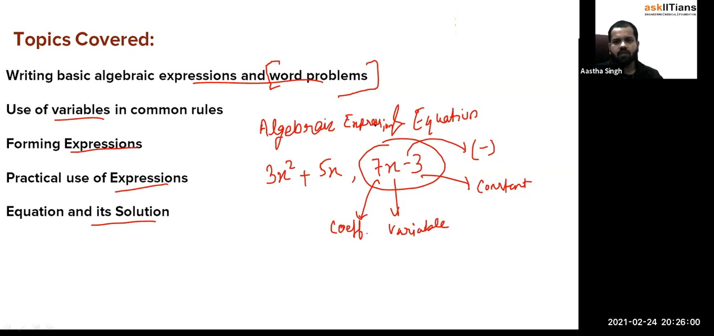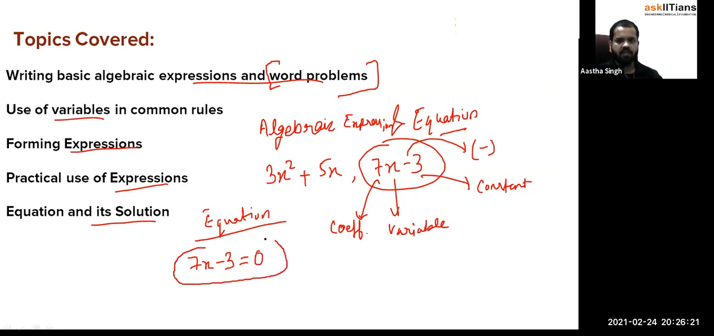What is an equation? An equation means it has an equal sign. The same expression 7x minus 3 is an algebraic expression, but if I write it equal to something, say 0, then it is an equation because the equal sign is there. So I think the algebraic expression is clear to you.